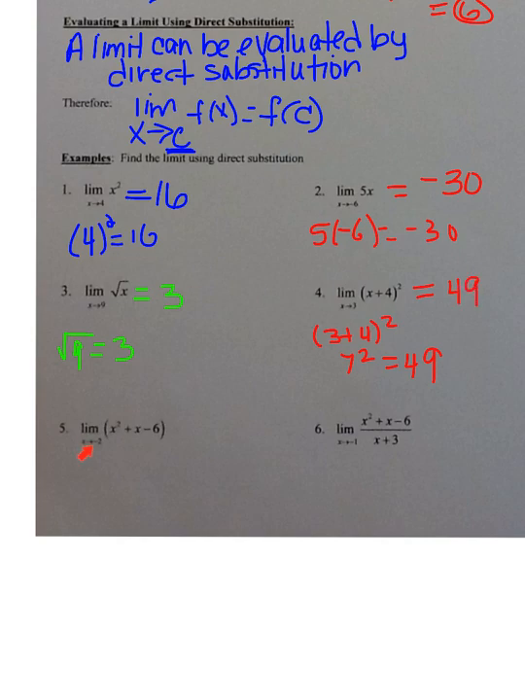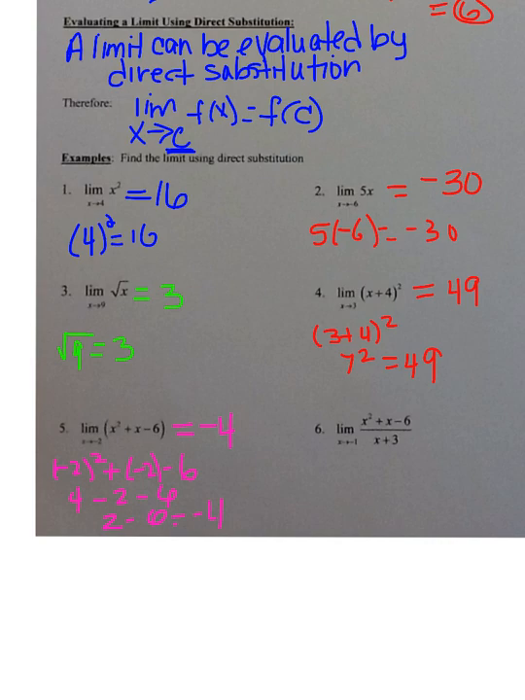Number 5, the limit as x approaches negative 2 of x squared plus x minus 6. So again, we're going to plug in negative 2. So I have negative 2 squared plus negative 2 minus 6. So that's 4 minus 2 minus 6. So that's 2 minus 6, which is negative 4. So the limit as x approaches negative 2 of x squared plus x minus 6 is negative 4.